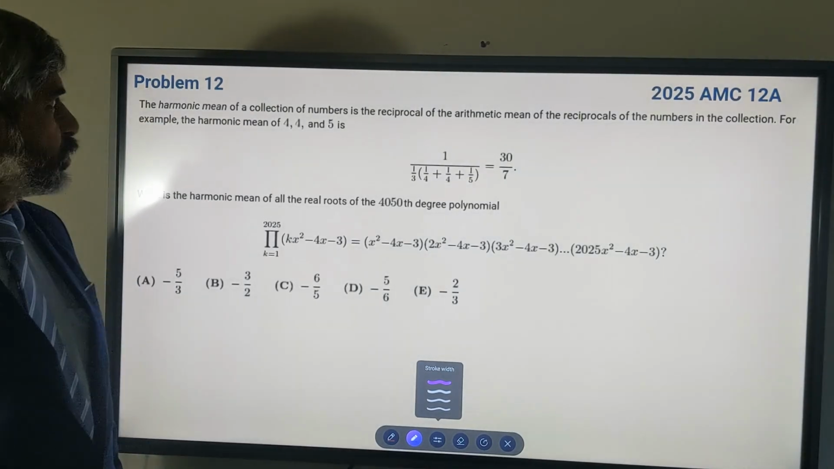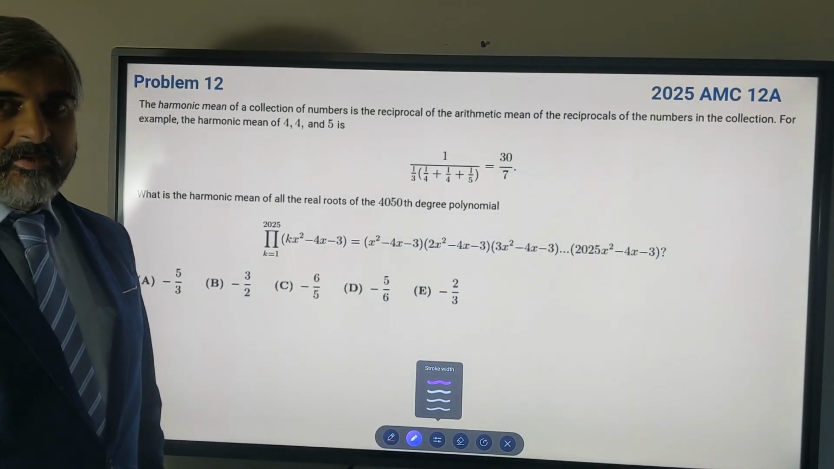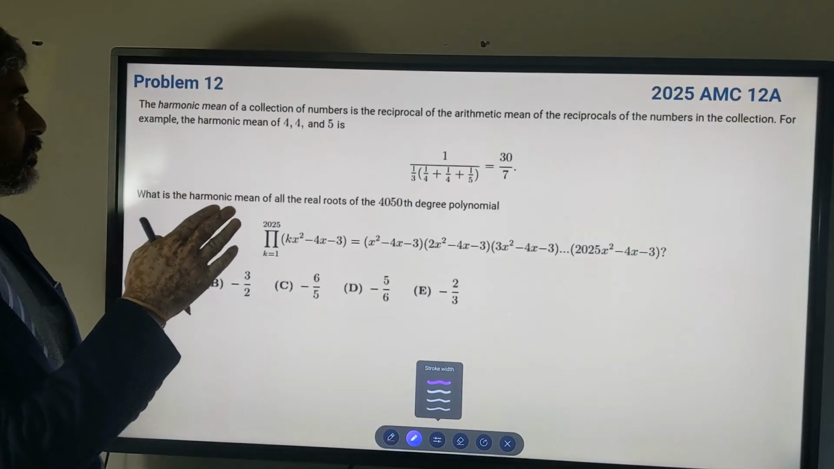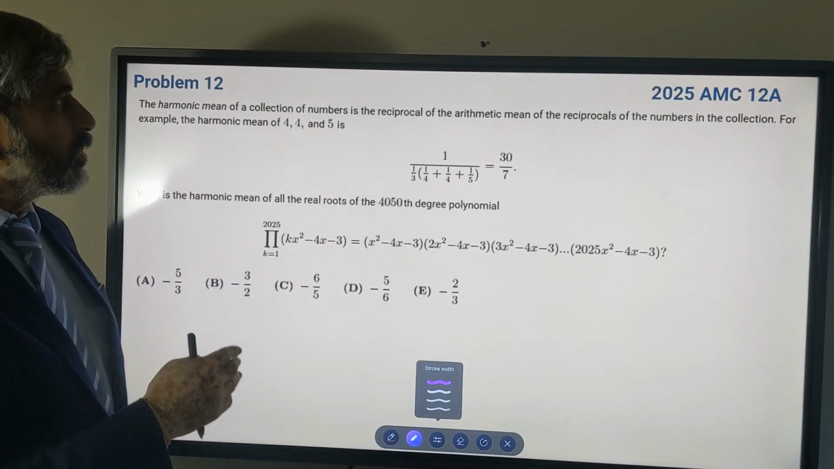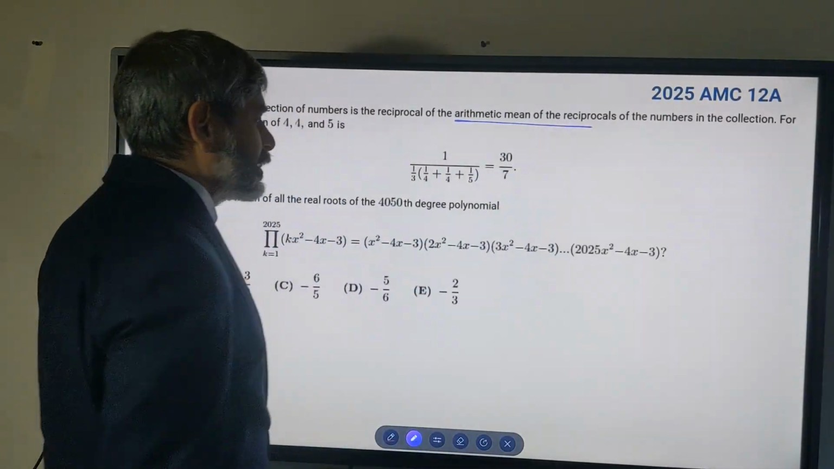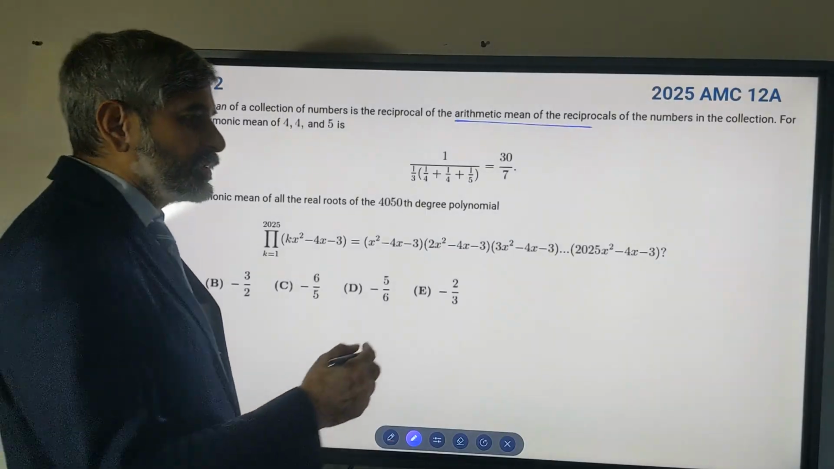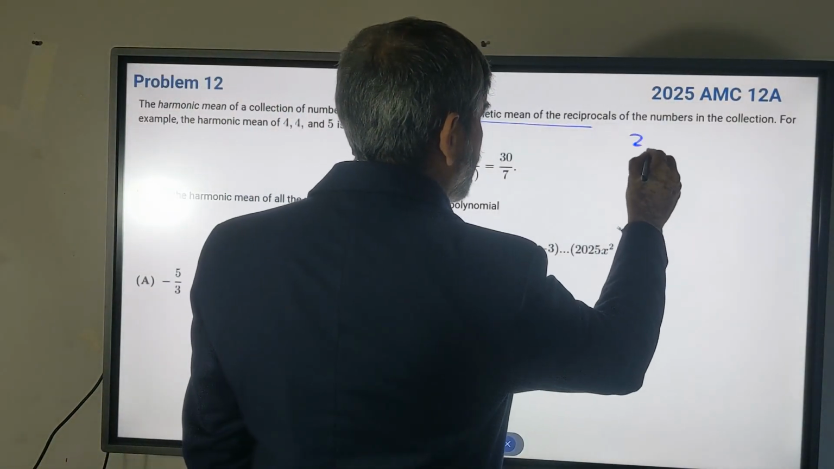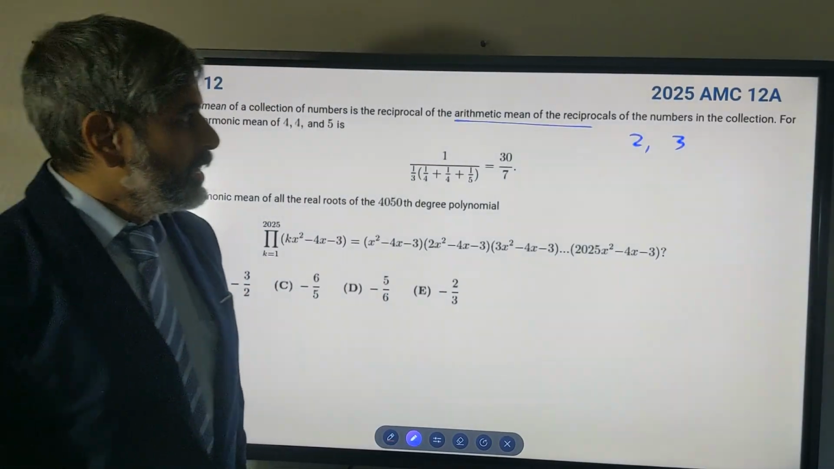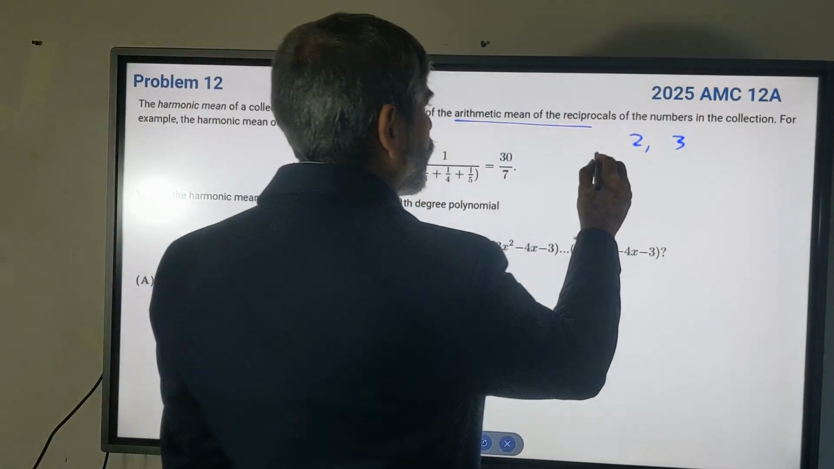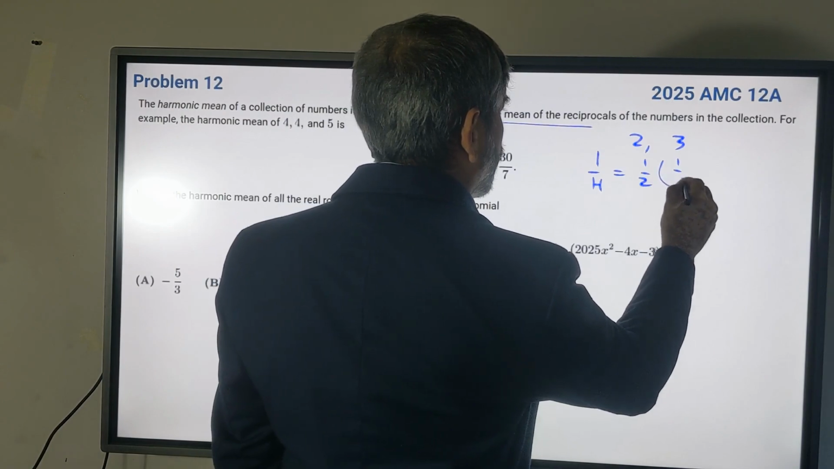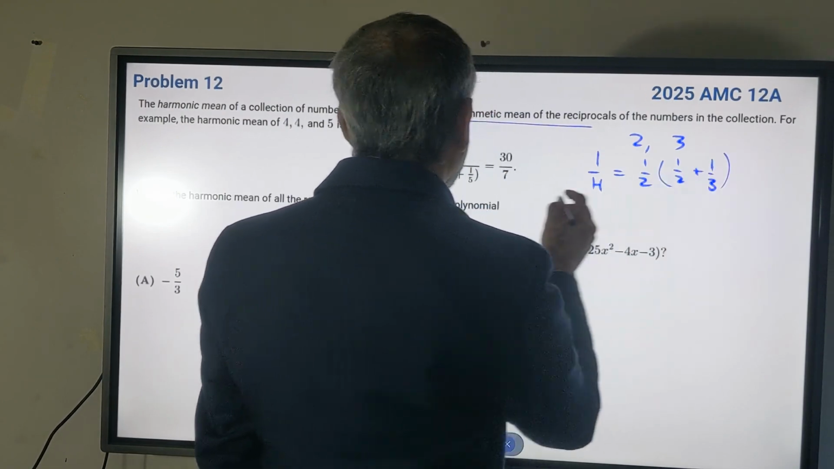So question 12 for 2025 AMC. The harmonic mean of a collection of numbers is the reciprocal of the arithmetic mean of the reciprocals. We are giving an example. Just to simplify, let's say we have two numbers 2 and 3 and we want to find the harmonic mean of this and call it h. Then 1 upon h is equal to half of 1 upon 2 plus 1 upon 3.